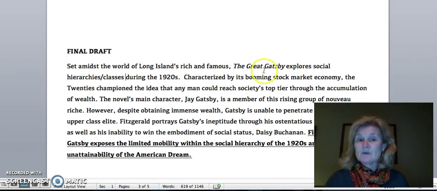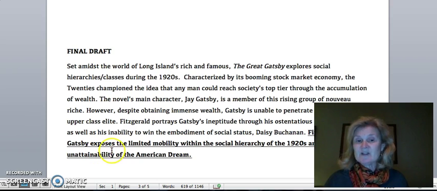The Great Gatsby explores social hierarchies or classes during the 1920s. Characterized by its booming stock market economy, the 20s championed the idea that any man could reach society's top tier through the accumulation of wealth. The novel's main character, Jay Gatsby, is a member of this rising group of nouveau riche. However, despite obtaining immense wealth, Gatsby is unable to penetrate the ranks of the upper-class elite. Fitzgerald portrays Gatsby's ineptitude through his ostentatious displays of wealth, as well as his inability to win the embodiment of social status, Daisy Buchanan.